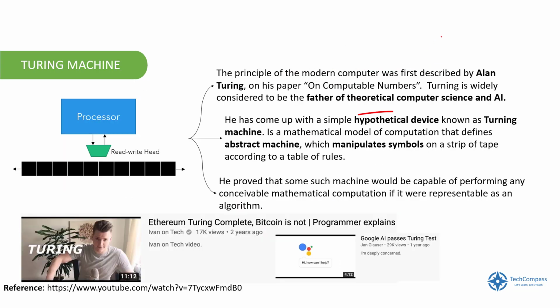Turing machine is a hypothetical machine thought by a mathematician Alan Turing. Despite its simplicity, the machine can simulate any computer program no matter how complicated it is. It is a mathematical model of computation that defines an abstract machine which manipulates symbols on a strip of tape according to a table of rules. Turing is widely considered to be the father of theoretical computer science and AI, artificial intelligence. And Ethereum is Turing complete, Bitcoin is not.